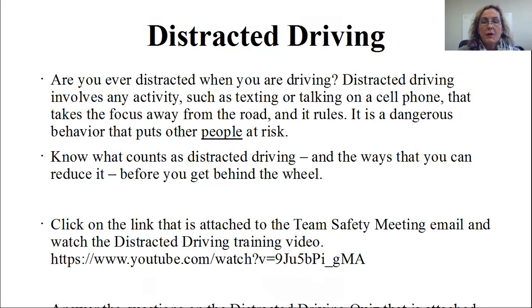So are you ever distracted when you are driving? Distracted driving involves any activity such as texting or talking on a cell phone that takes the focus away from the road and its rules. It is a dangerous behavior that puts other people at risk. Know what counts as distracted driving and the ways that you can reduce it before you get behind the wheel.